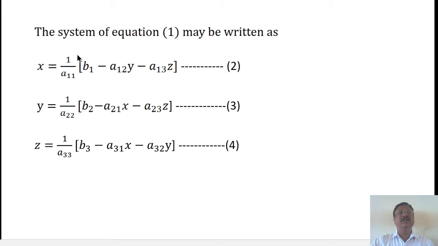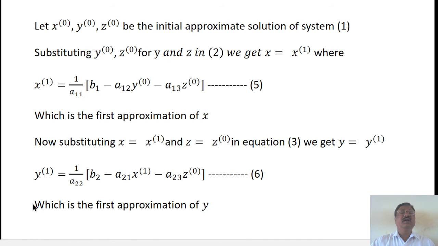Now let us solve the system of equations 1 for x, y and z. That will give x equal to 1 upon a11 times (b1 minus a12y minus a13z). It is equation 2. y is equal to 1 divided by a22 times (b2 minus a21x minus a23z). That is equation 3. And z is equal to 1 divided by a33 times (b3 minus a31x minus a32y), and it is equation 4. Now let x raised to 0, y raised to 0, z raised to 0 be the initial approximate solution of the system of equations 1.